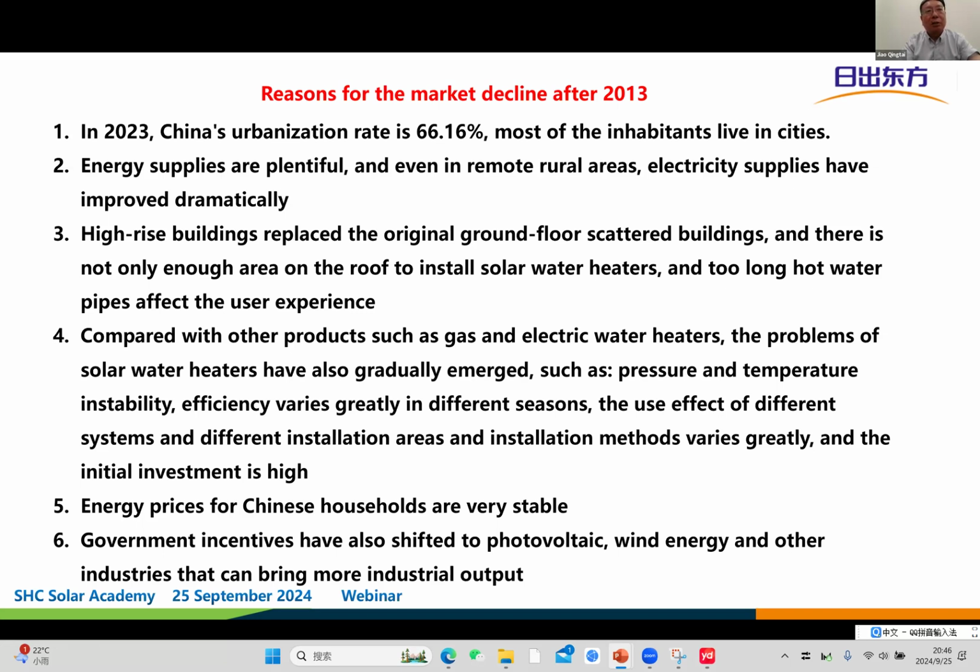And also, the government incentive has shifted to photovoltaic, wind energy, and other industries that can bring more industrial output. So this caused the decrease of the solar thermal market.